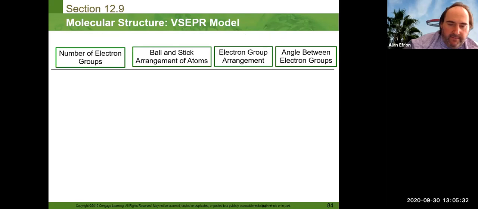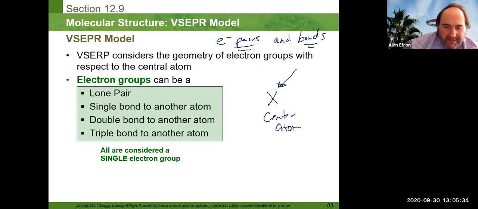Now, before we get to the geometry that they're going to talk about here, let's talk about the easiest geometry that there is. The easiest geometry that there is is a diatomic molecule.